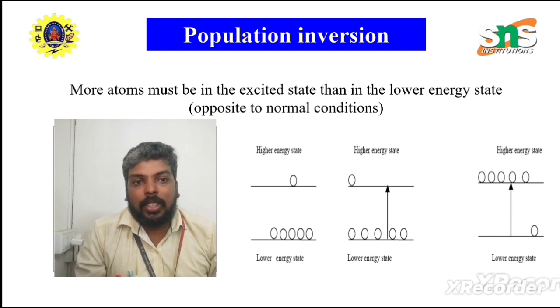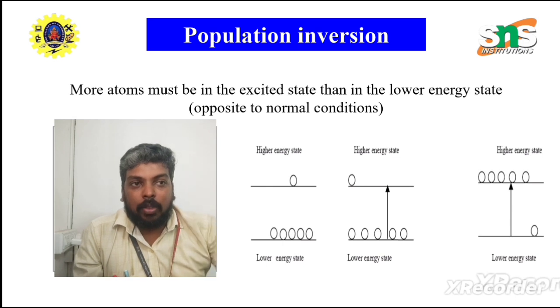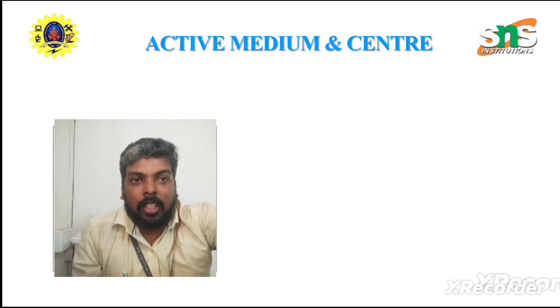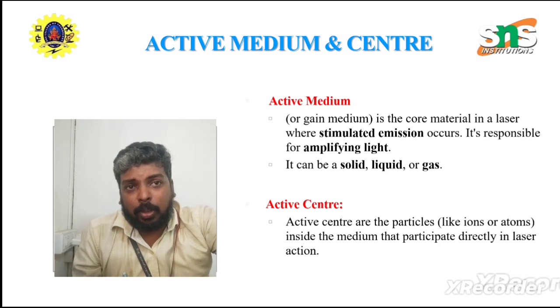You can see in the first image the number of atoms is more in the ground state, then we increase the energy, giving energy to the ground state. The atoms will be excited from the ground state to the excited state. That is a population inversion state. You can see in the last image that the number of atoms in the excited state will be higher than in the ground state, so that is the population inversion state. That is one of the main components.